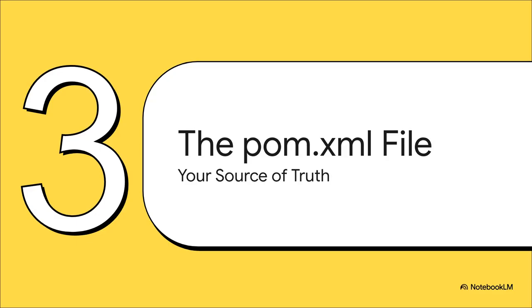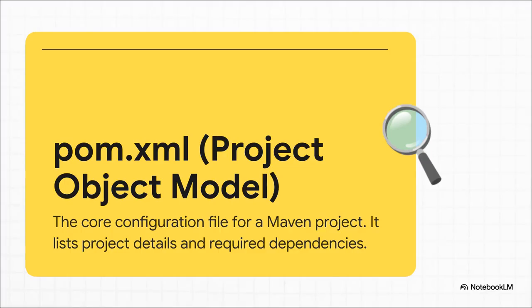So how does Maven do this? Well, it all comes down to one incredibly important file. It's the absolute heart and soul of any Maven project, the pom.xml. This file is your project's single source of truth. Now, POM stands for Project Object Model, which sounds a little intimidating, but don't worry about that. Just think of it as the instruction manual for your project. It tells Maven everything: the project's name, its version, and, most importantly, every single library it depends on to run.